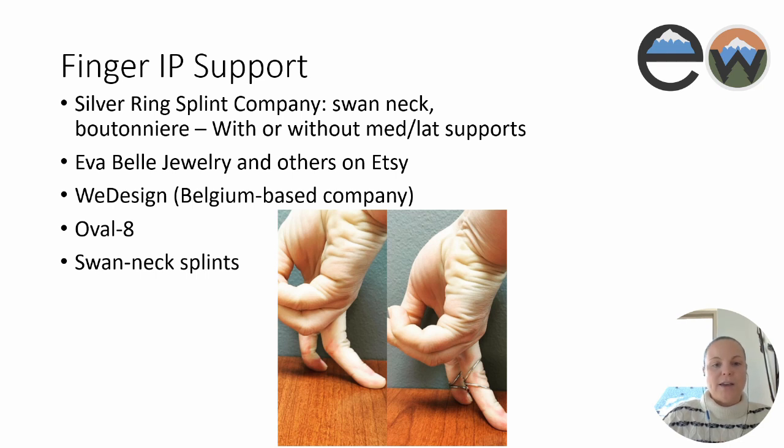We design oval eights. Oval eights are the plastic ones that you might have seen before that just kind of slide on. Great to test things out with for sure. And swan neck splints as well. There's a whole bunch of different types of splints out there. These that you see in the picture are just swan neck splints. So they're just meant to prevent hyperextension.